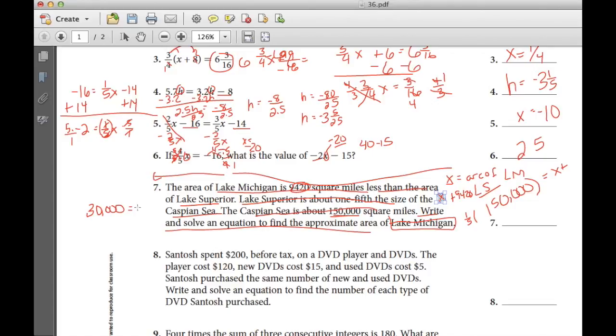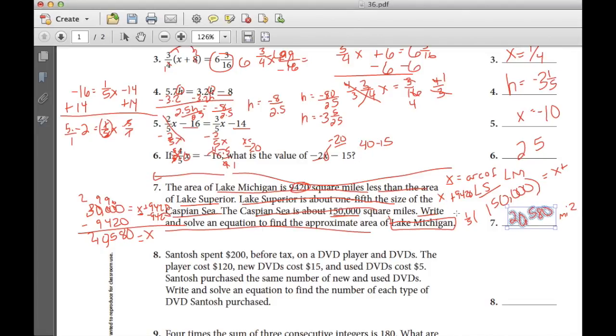So to find out x, which is Lake Michigan, we're going to subtract 9420 from both sides, and we should get our Lake Michigan area. So 10, 9, 10, 9, 10. So we should have 0, 8, 5, 0, 2. Oops, sorry, 20,580. So Lake Michigan should be 20,580 square miles.